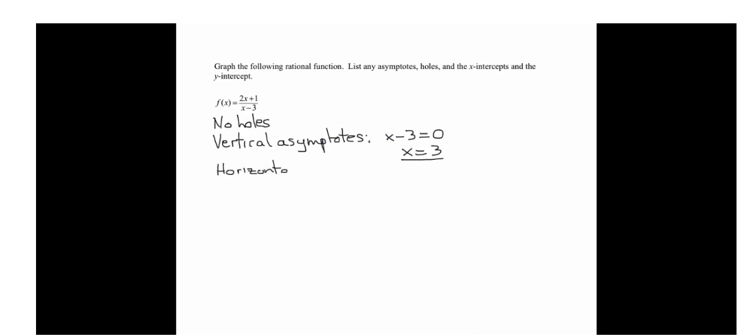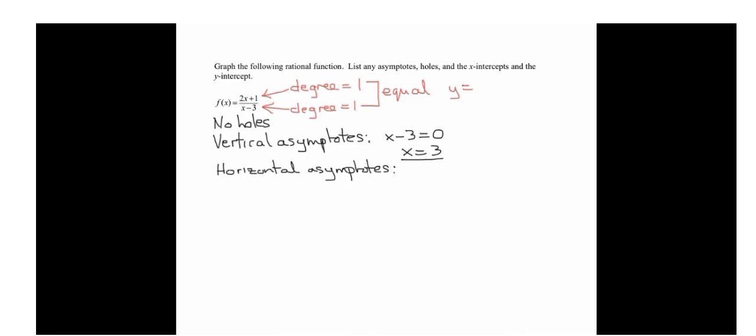Now we need to look to see if there are any horizontal asymptotes. We find horizontal asymptotes based on the degree of the numerator and the denominator. Let's look at our numerator. What's the degree? What's the highest exponent on the x? The degree equals 1. And then what about the denominator? The degree also equals 1. So in this case, the degrees are equal. And remember, when the degrees are equal, you have a horizontal asymptote, and the equation is y equals the ratio of the leading coefficients.